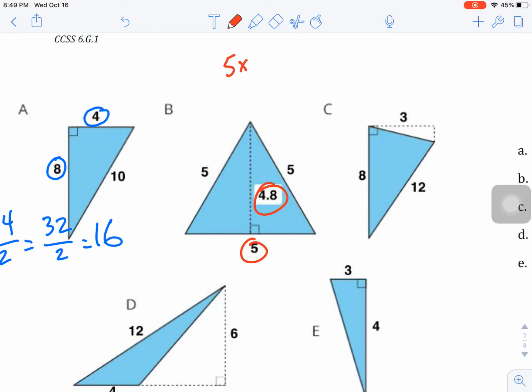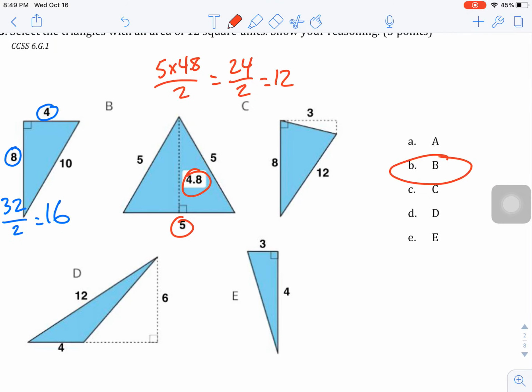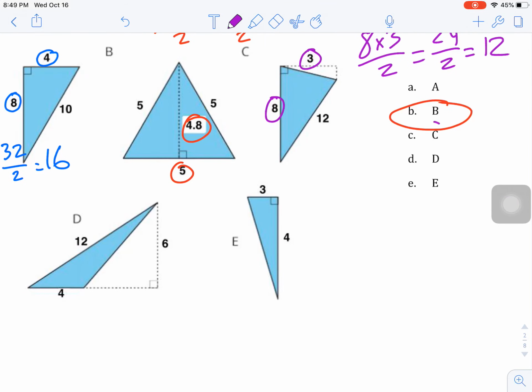Okay, on B, we would do base and height, 5 and 4 and 8/10. So 5 times 4 and 8/10 divided by 2. It is 24 divided by 2, and that equals 12. So we should definitely be circling B. Okay, letter C, find our base, which is 8. Height is 3. So do 8 times 3 divided by 2, which is 24 divided by 2, which is 12. So we should be circling C.